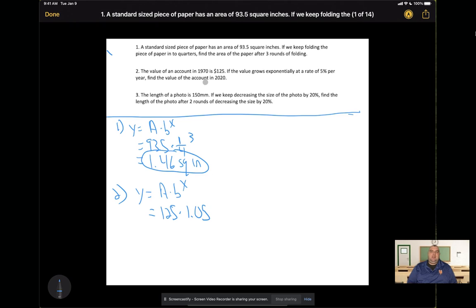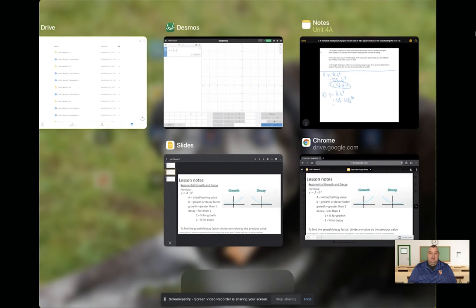Find the value of the account in 2020. 2020 is how many years later? Well, it was $125 in 1970, so 1970 to 2020 is 50 years. My X value is going to be 50 years. So to find the value of the account in 2020, I need to calculate 125 times 1.05 to the power of 50. Let's go to Desmos.